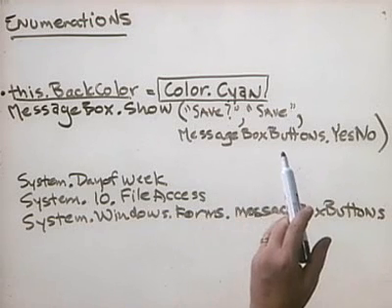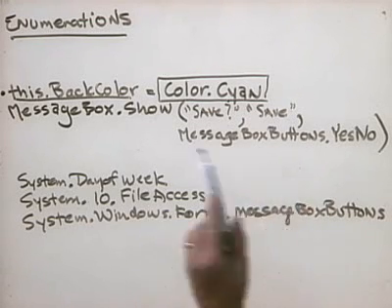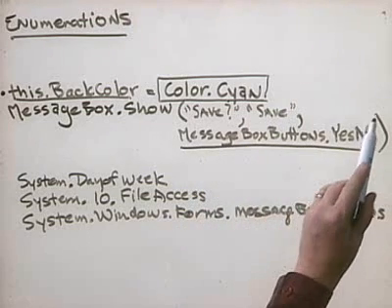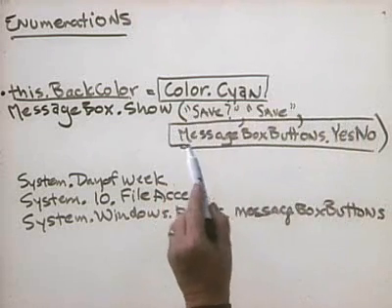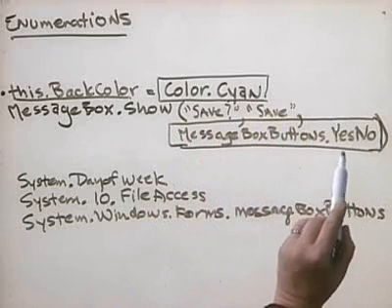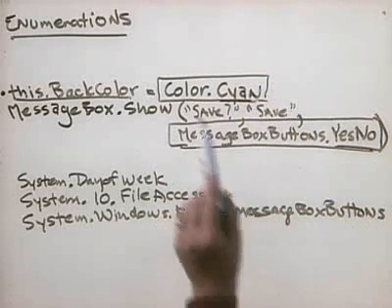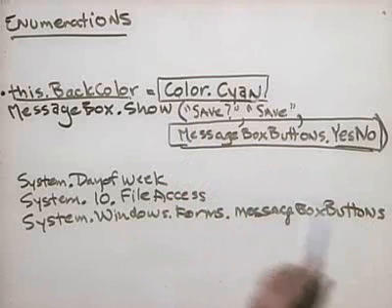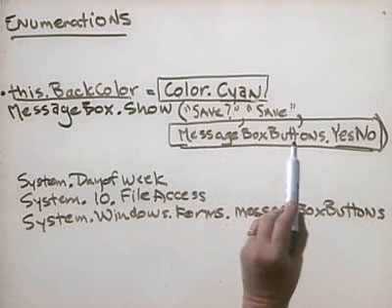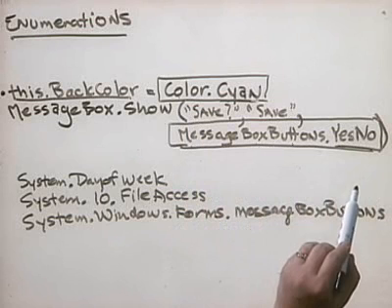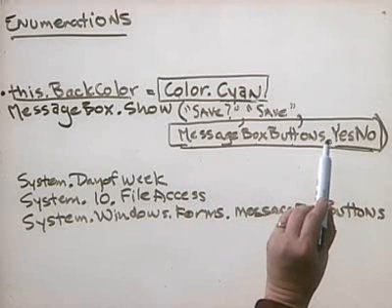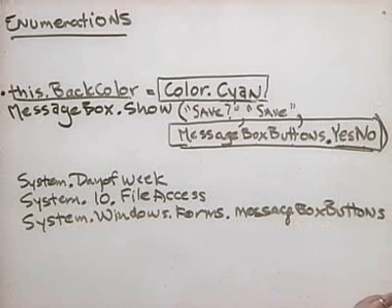Here's another example of an enumeration. This argument is, what buttons do you want to include in the message box? And there's a list of those, as well as there's a list of colors for the color enumeration. This enumeration is called message box buttons, and we're setting that to yes, no.